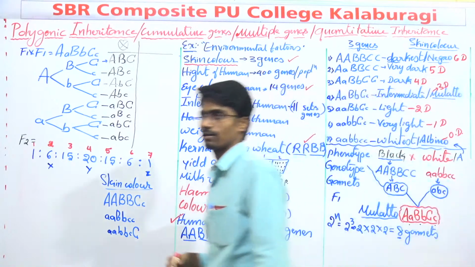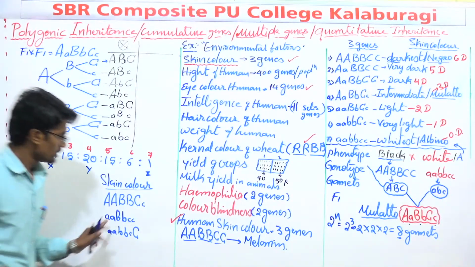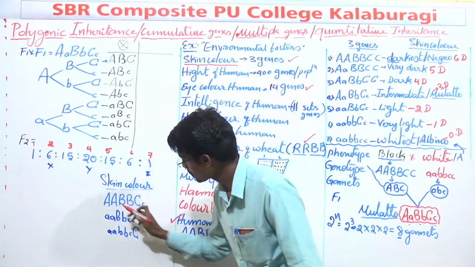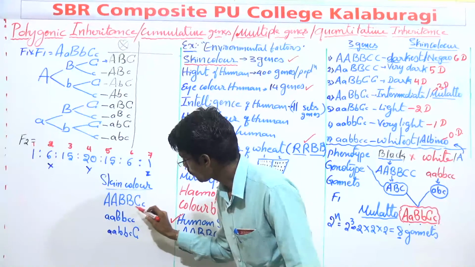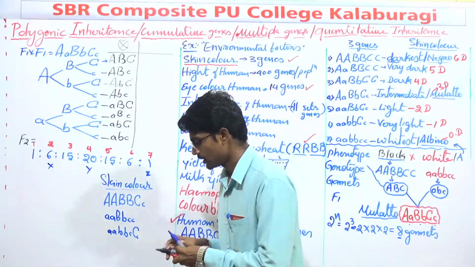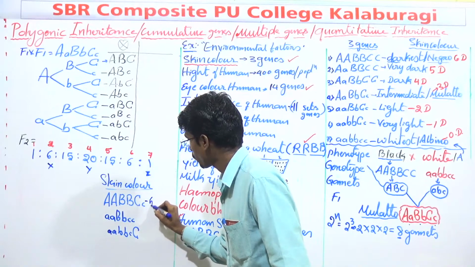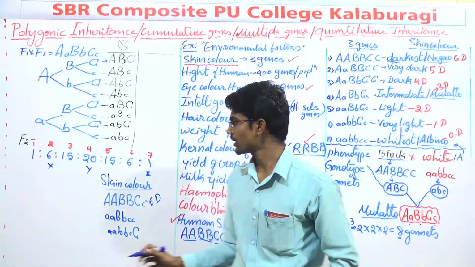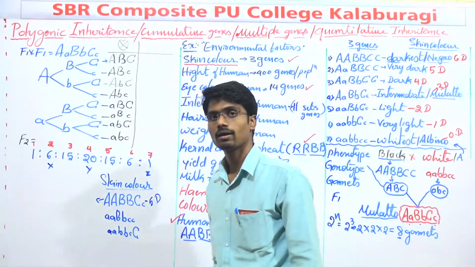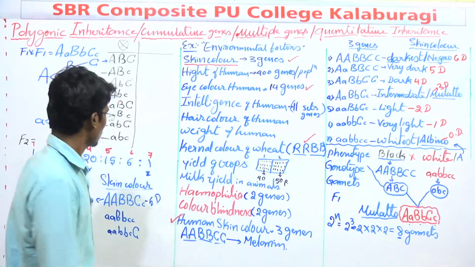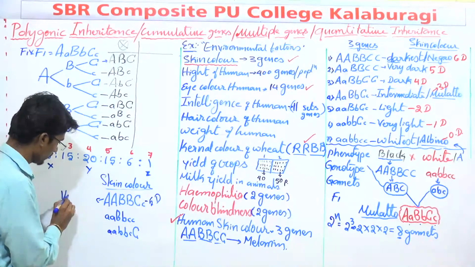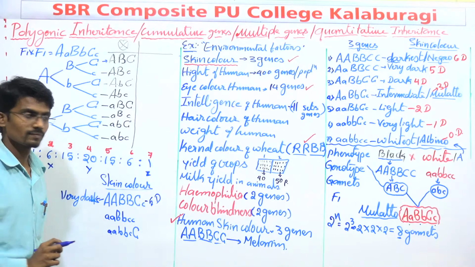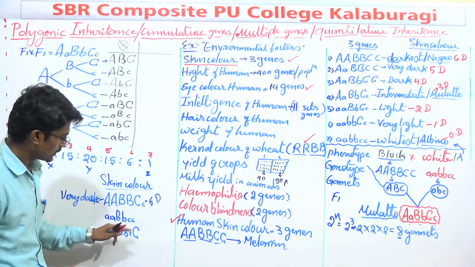Now you can just see. In this genotype, how many dominant alleles are present in the first case? 1, 2, 3, 4, 5. Five dominant alleles are present. If five dominant alleles, what is the skin color? These individuals are very dark in color.